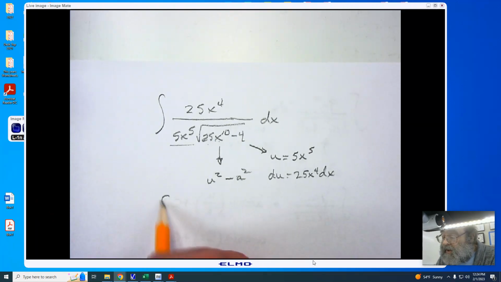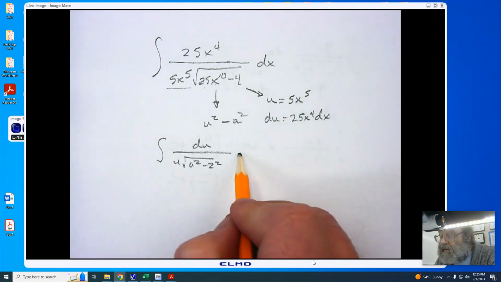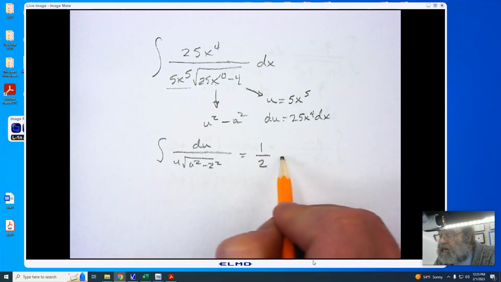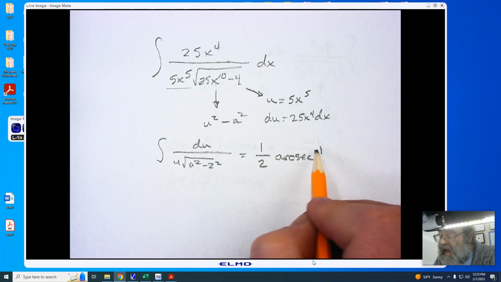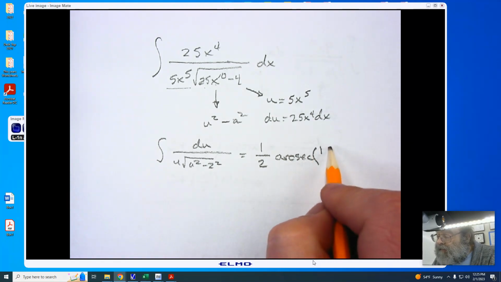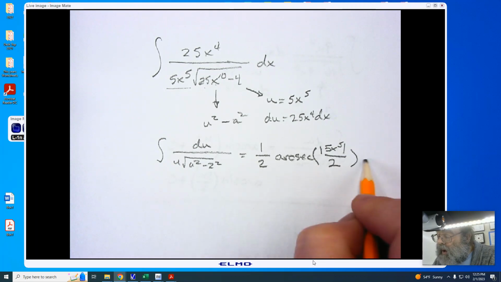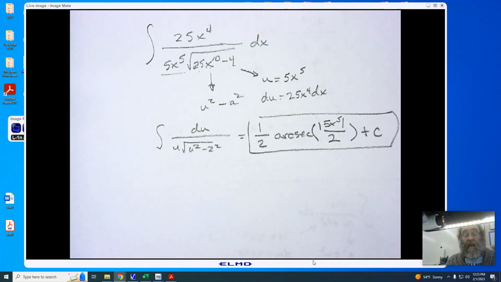So I'm going to go ahead and I'm going to substitute. You'll notice I get my du on top. I get u square root of u squared minus 2 squared. And this is my arcsecant, which will give me 1 over a. That's 1 over 2, arcsecant. And I now have to remember the absolute values. 5x to the 5th over 2, the quantity, plus c. And that is number 8.